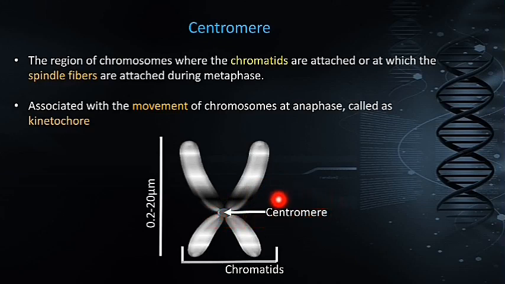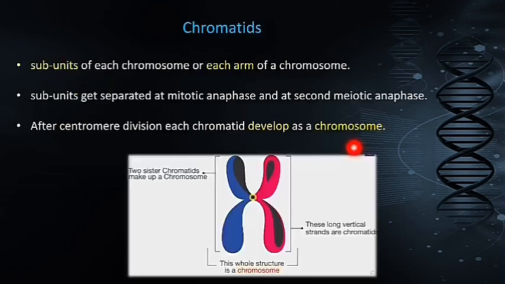Here we can see the centromere where the two chromatids are joining together. Then the next component is chromatids. Chromatids are the subunits or each arm of a chromosome, which normally get separated at mitotic anaphase and during the second meiotic anaphase. Thereafter the chromatids develop as a new chromosome. Here we can see these long vertical strands referred to as chromatids, and these two sister chromatids make up the whole chromosome.